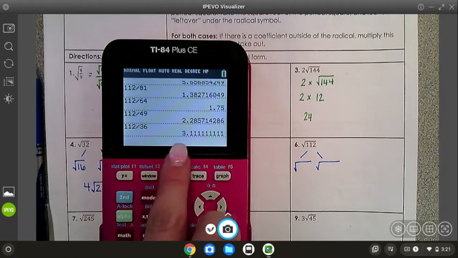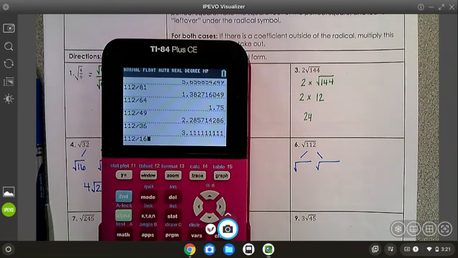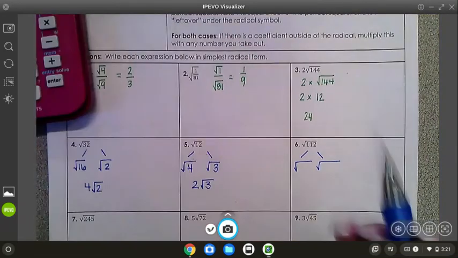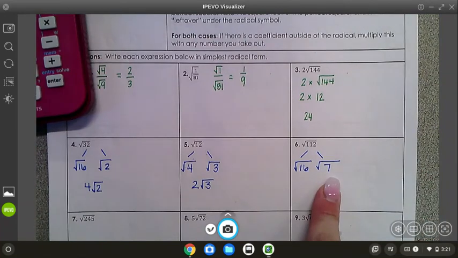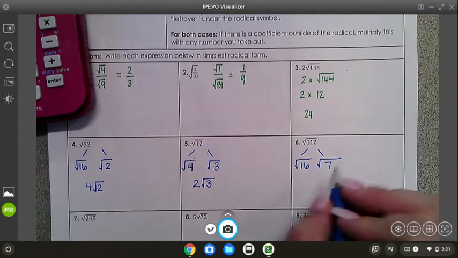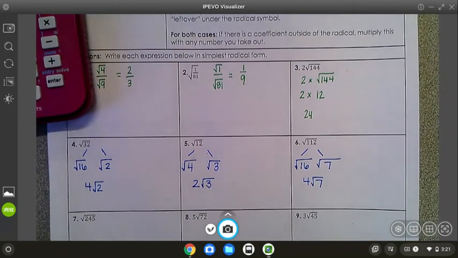36. Nope. I know 25 doesn't go in there, so I'm not going to waste my time. 16. Oh, it is 16. So 16 and 7. The square root of 16 times the square root of 7 is the square root of 112. And I know that the square root of 16 is 4, so we get 4 radical 7.